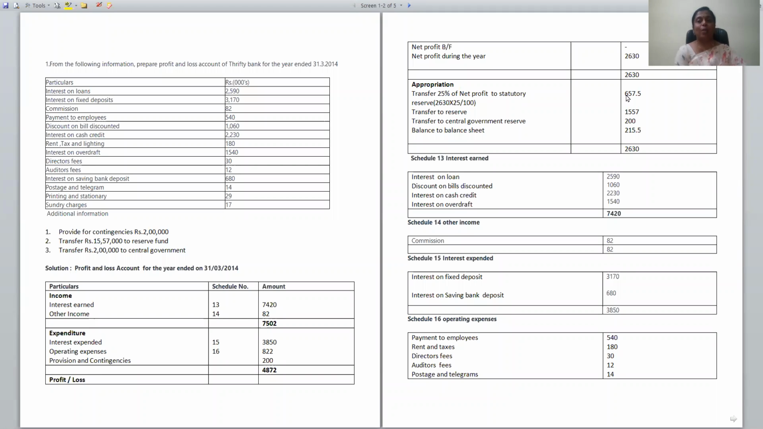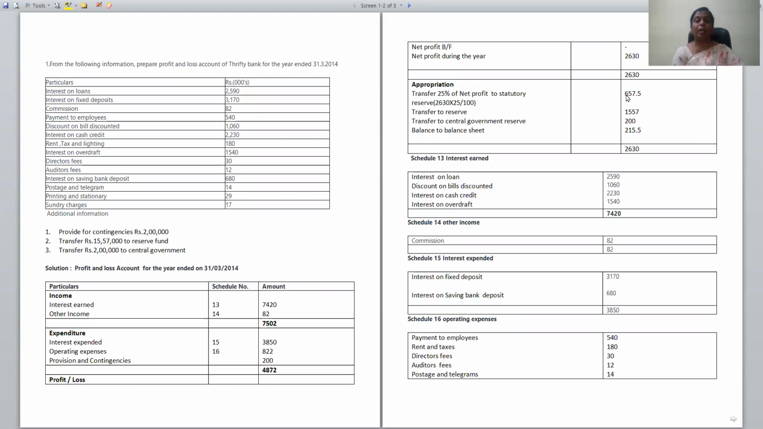Hello everyone. Today I'm going to explain how we are supposed to prepare a profit and loss account as per banking schedules. The entire profit and loss account of banking can be divided into four groups. The first group is for income. It will be in two forms, that is in the form of interest earned as well as other incomes.